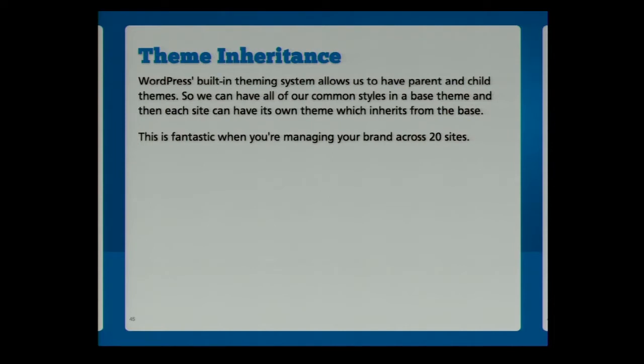Then for our theme inheritance, we just use WordPress's built-in theming system. There's the ability to have a child and parent theme, so we have a base theme, which is just the general look and feel and all of our branding. And then each individual site gets another theme which inherits from the base, and it defines all the site-specific colors and anything we might do specific for styling.